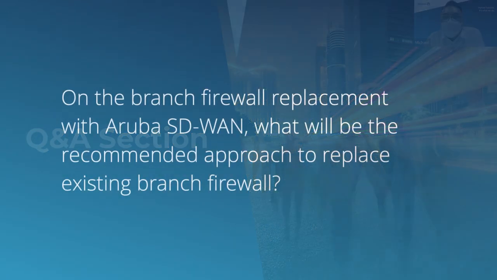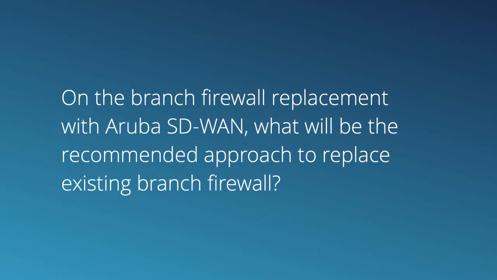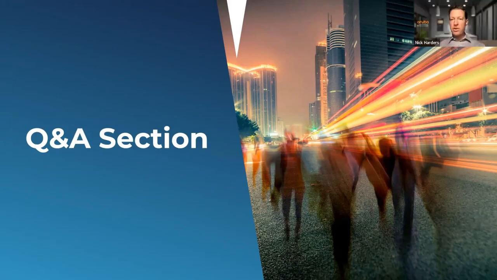For this section, on the branch firewall replacement with Aruba SD-WAN, what would be the recommended approach to replace an existing branch firewall? Another great question. I'm not sure if the question refers to what would be the approach to migrate, or if this is possible, so I'll perhaps answer both. Is it possible? The answer is yes. But I think the tougher question is, how would you actually approach it? How would you migrate from a firewall to SD-WAN functionality?